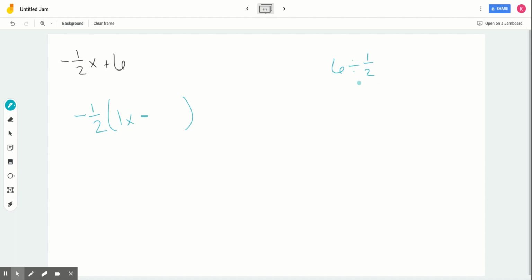And we should remember that we can't divide by a fraction, and instead we multiply by the reciprocal, which is the flipped fraction, 2 over 1. Whole numbers are always over 1. So 6 times 2 is 12, and 1 times 1 is 1. 12 over 1 is 12. So 12 would go in our parentheses. So negative 1/2 times negative 12 would give us positive 6.